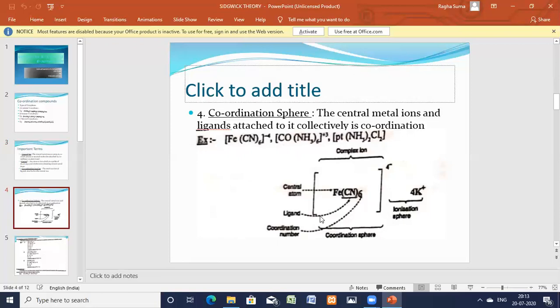Such type of compounds are nothing but the coordination compounds. So this whole is a coordination compound. Its formula is enclosed in the square brackets. This iron is nothing but the central metal atom. And around this central metal atom, you are having cyanide.